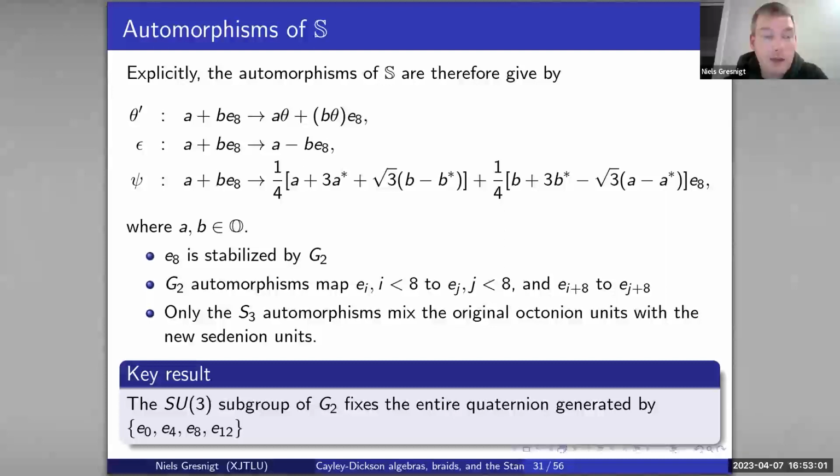What's really interesting now is that since E8 is stabilized by G2, once we choose a complex structure inside the Octonions, like E4, the SU3 subgroup of G2 is going to fix an entire quaternion. So we get a generalization of the result that we found for the Octonion. Instead of just fixing a complex structure, we end up with a whole quaternion structure that is fixed by SU3.